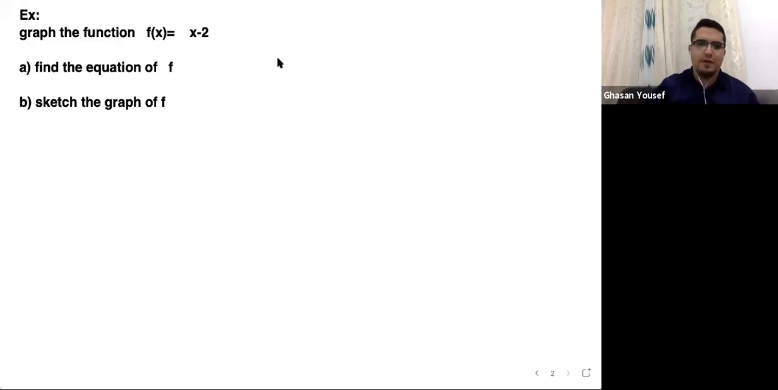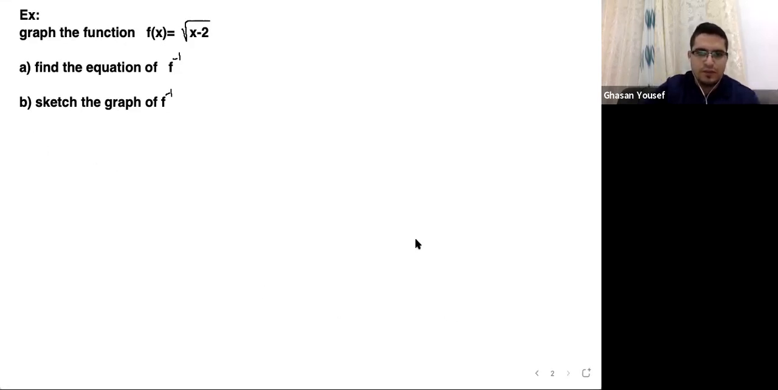So I have two things here. I have my function, the square root of x minus 2. I need to find the equation of the inverse, f inverse, and also I need to sketch the graph of the function f inverse. Okay, the first part, find the equation of f inverse. Who will do this one? This is like a review by using the steps.